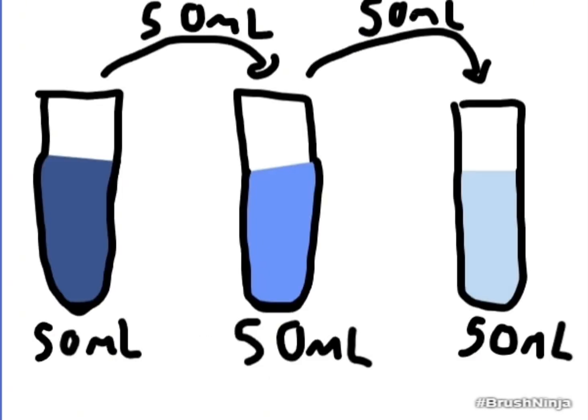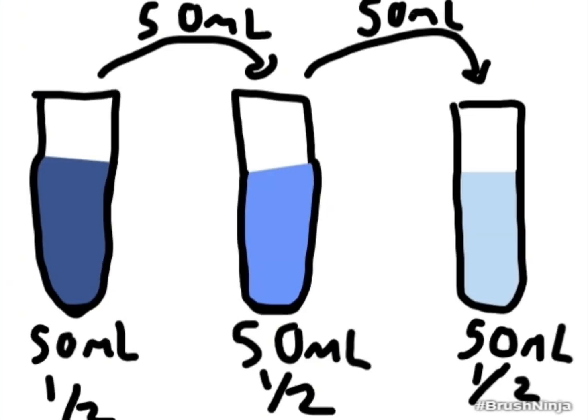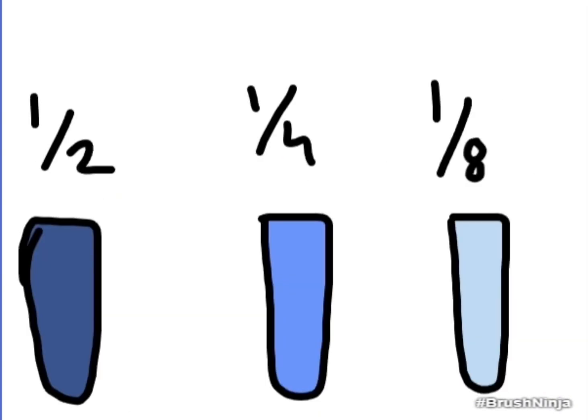Let's look at a two-fold serial dilution. To calculate the tube dilution, we take the volume of a sample, 50 milliliters, and divide by the total volume, 100 milliliters, and get 1/2 as our tube dilution. To calculate the final dilution for each tube, we just multiply the tube dilution of each tube together.